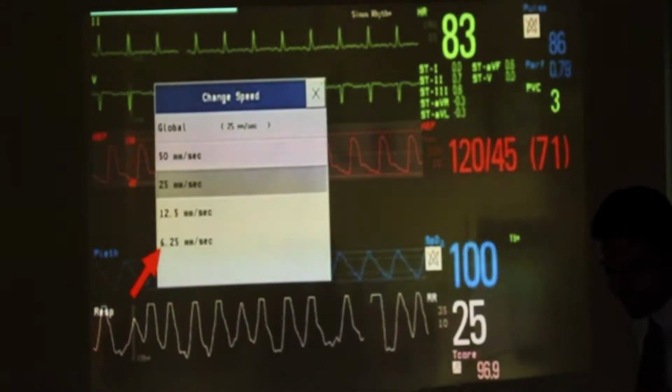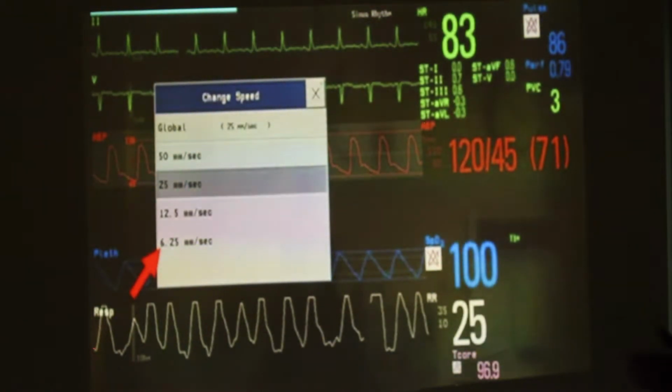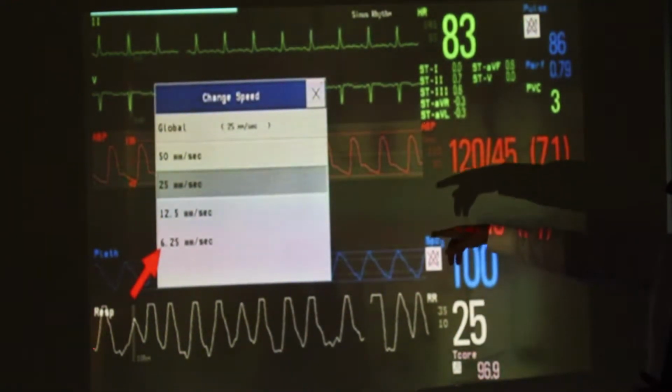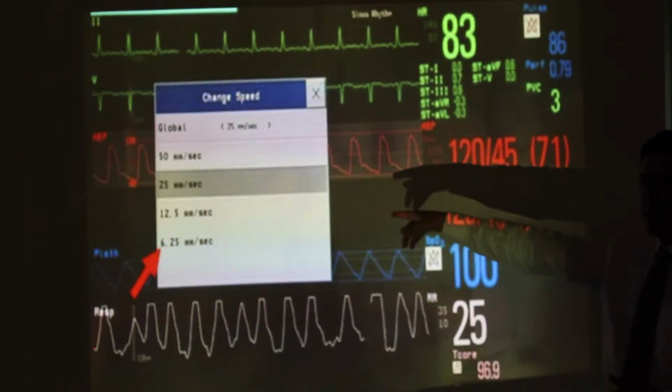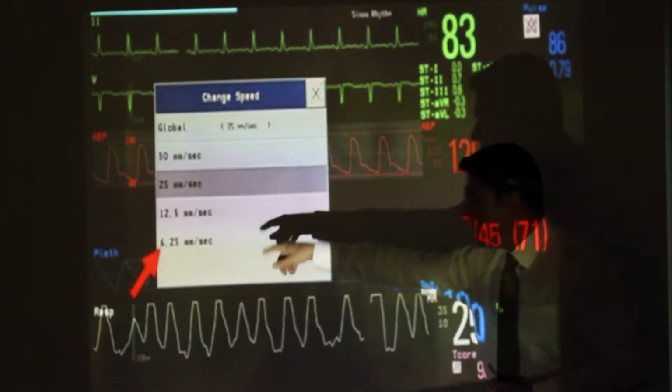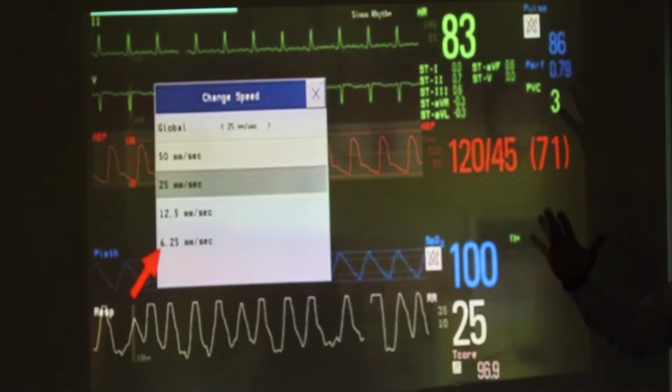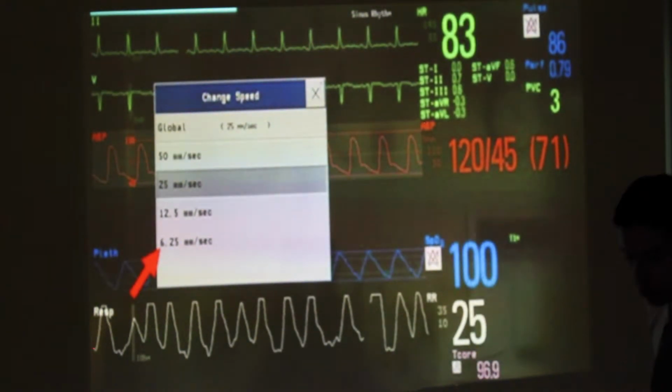I know we've done it in the ICU here. We just want to remind a little how we do it. So we go to the arterial line. The speed is normally set at 25 millimeters per second. We change the speed to 6.25, so we want to compress those waveforms.